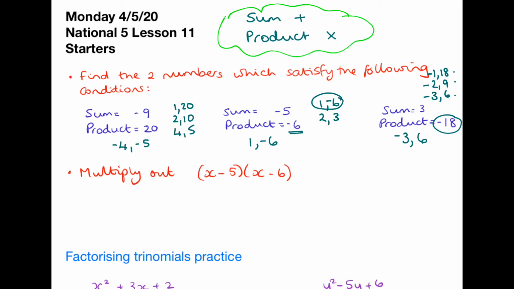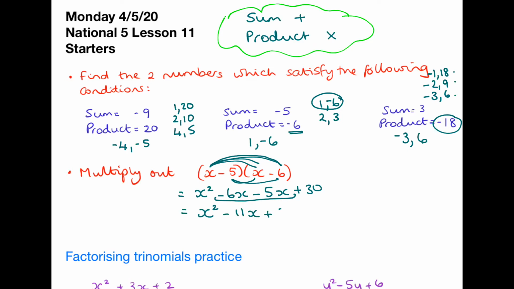Okay, so next starter, multiplying out these two brackets. So I'm just going to do that using lines. Okay, so first one, that one, x times x is x squared. X times negative 6 is minus 6x. Negative 5 times x is minus 5x. And minus 5 times minus 6 is plus 30. So we collect like terms to simplify. So we get x squared, we've got a total of -11x there and plus 30. So that's going back to the week before last when we were multiplying out brackets.